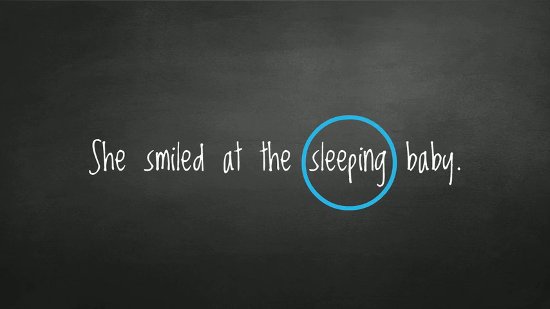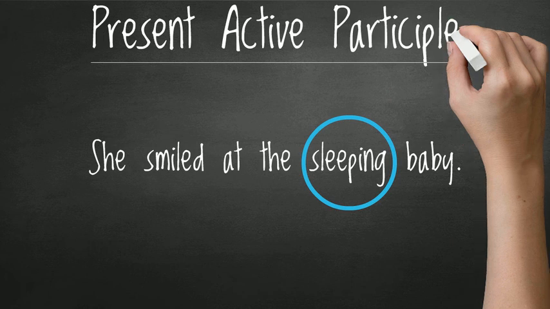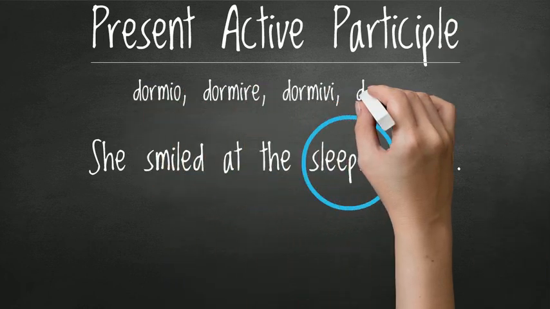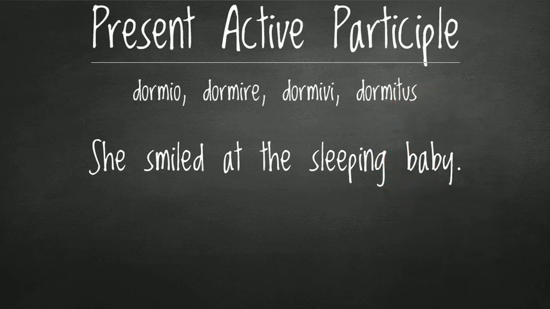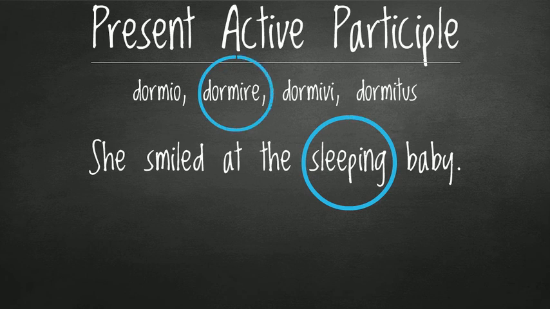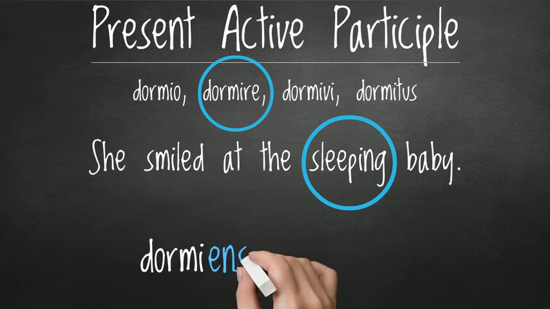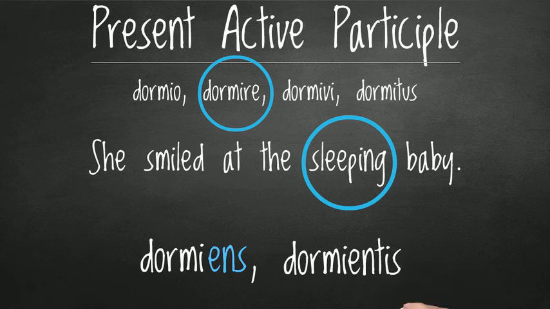Sleeping is the participle. In fact, it's a present active participle, which you already know how to form in Latin. Sleeping from the verb dormire. We'll take the infinitive, dormire, and we'll cut off the re. Then we'll add ens to form the nominative. Dormient will be the stem for the other cases.